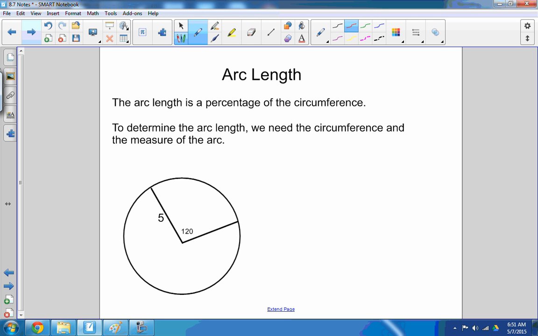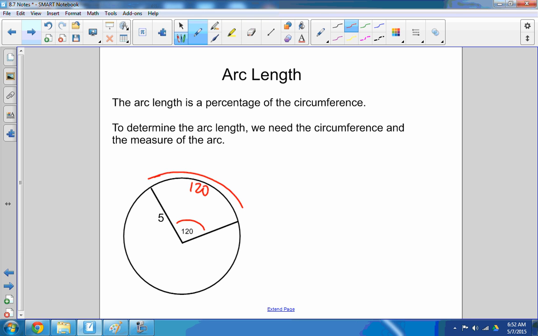So the arc length is a percentage of the circumference. The circumference is the whole distance, but the arc length is just a portion of that. So it's not the full circumference, it's just part of it. To determine the arc length, we need to know the circumference and the measure of the arc. The measure of the arc is the same as the central angle. So if this central angle is 120 degrees, this arc is 120 degrees.